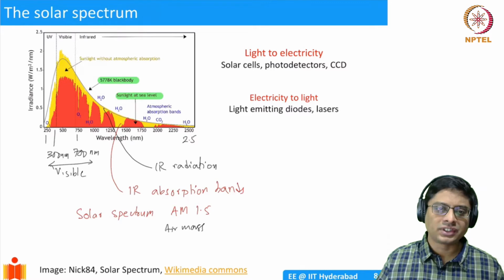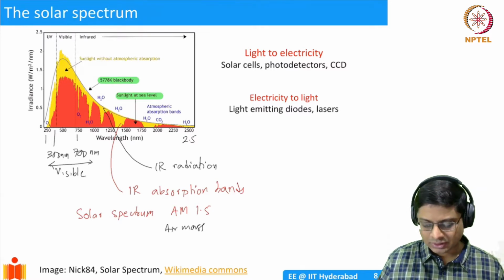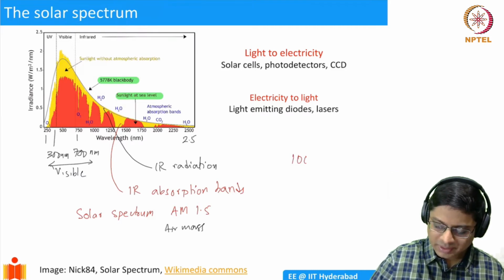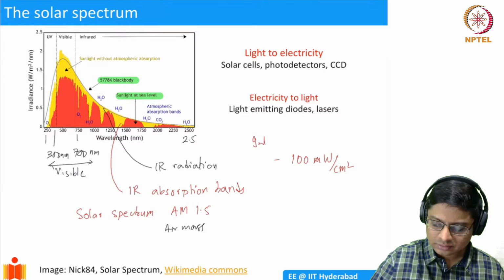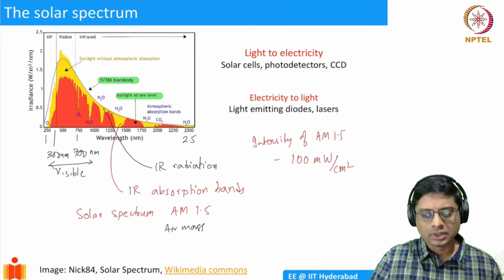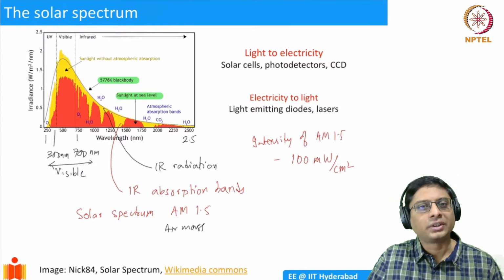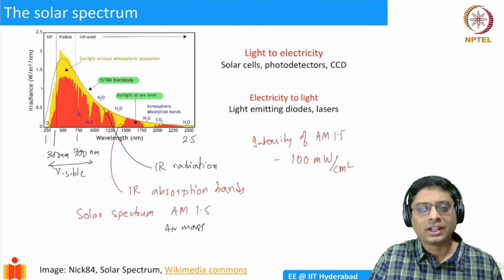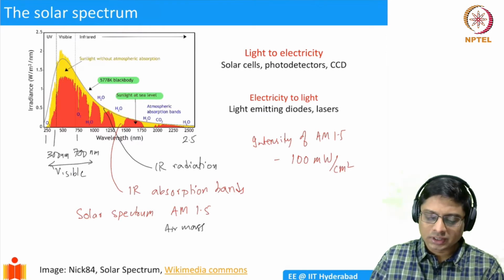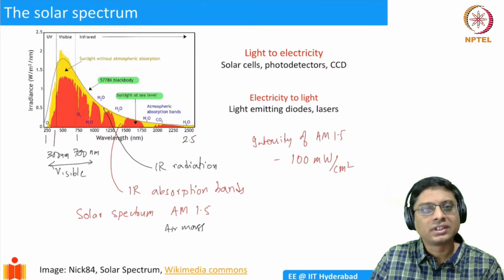all the intensity that is available at all wavelengths, the total will turn out to be about 100 milliwatts per centimeter square. Okay, this is the intensity of the AM 1.5 spectrum. So this is the total amount of power that is incident on the Earth, at a typical, let's say, 45 degrees angle on the surface of Earth. So this is what we have, and now how much of it can we harvest? That is what is important for us.